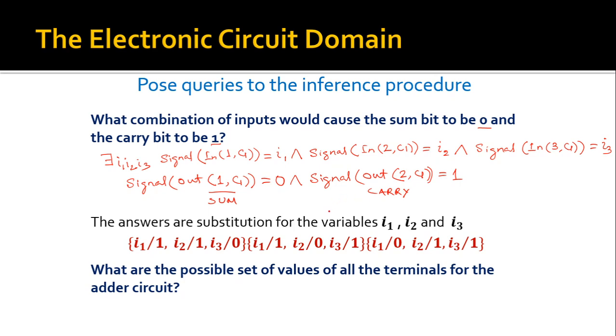So if we pose this query, these are the kind of results we can get: I1 can be 1, I2 can be 1 and I3 can be 0. I1 can be 1, I2 can be 0, I3 can be 1. I1 can be 0, I2 can be 1 and I3 can be 1. So this is the answer we receive in response to this query, right? Now similarly, we can also model a query like what are the possible sets of values of all the terminals for the adder circuit. I'll leave it as an assignment for you to do.